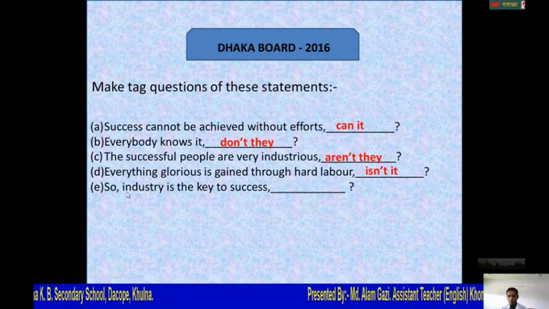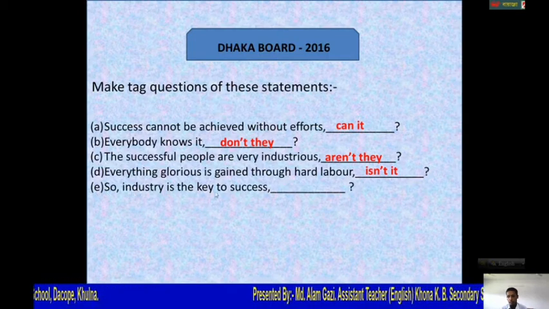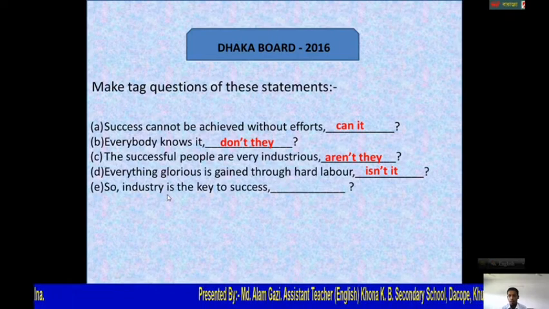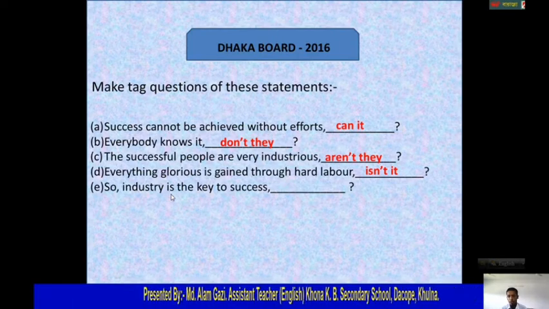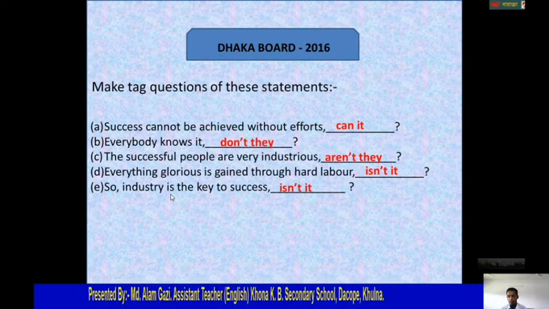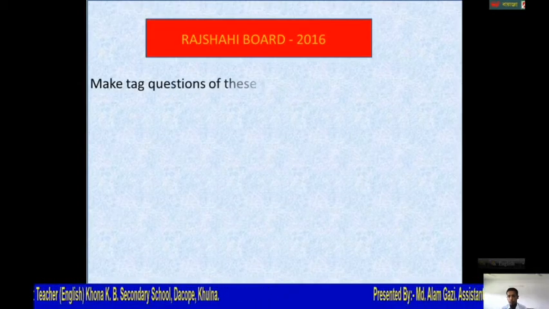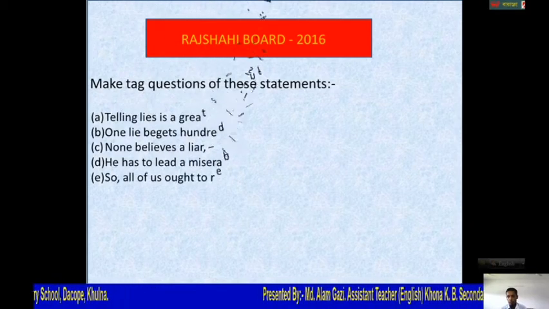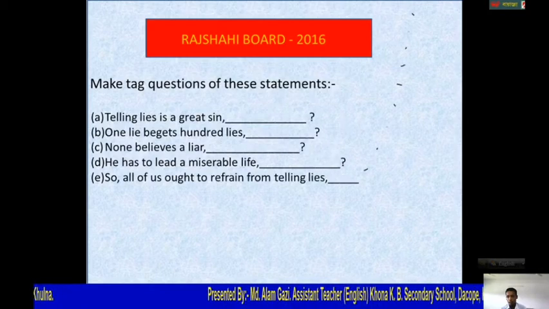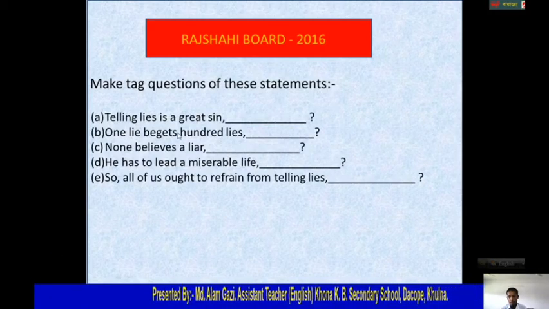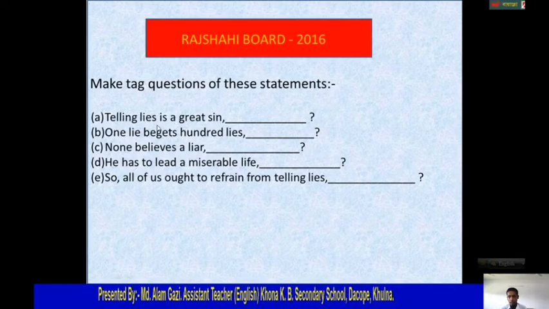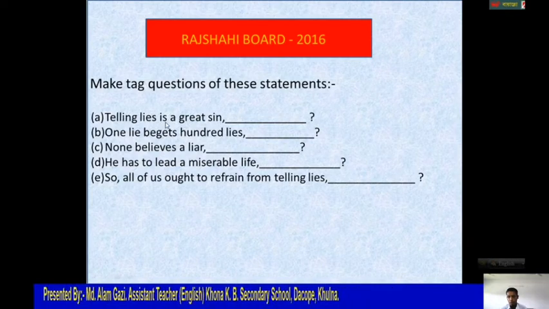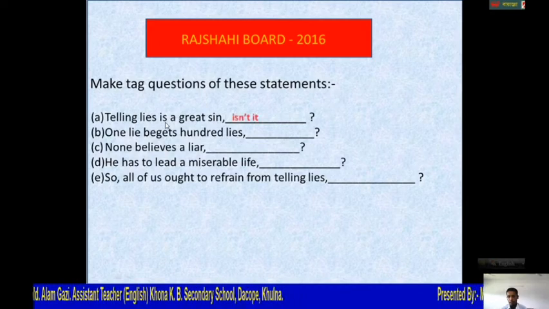Question E. So, industry is the key to success. In this sentence, we see an auxiliary verb is. So, tag question will be isn't it. Dear students, now we will analyze Jessore Board 2016. Make tag question of this statement. Question A. Telling lies is a great sin. In this sentence, we see an auxiliary verb is. So, tag question will be isn't it.